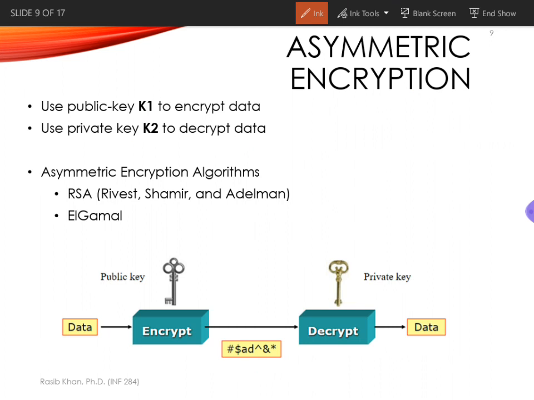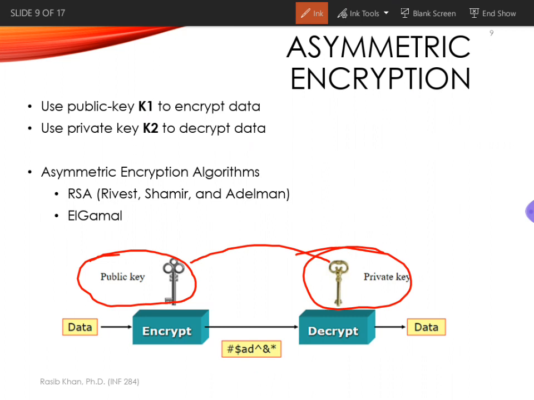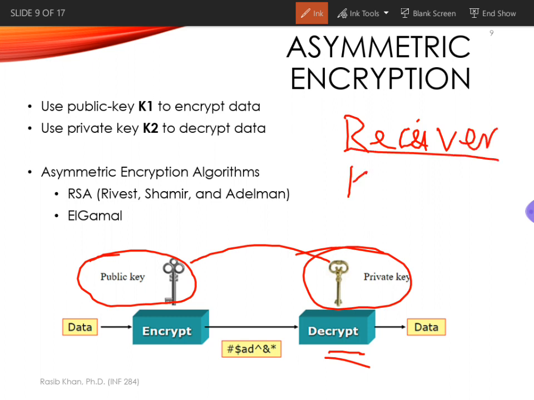So one thing let me clarify is that the public key is the public part of the key pair for the receiver. So the receiver has a pair of keys, K1 and K2, where K1 is public and K2 is private.